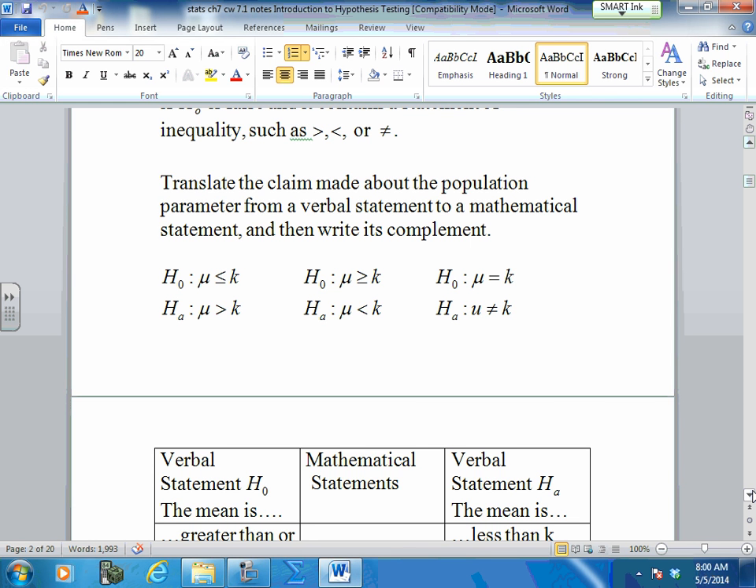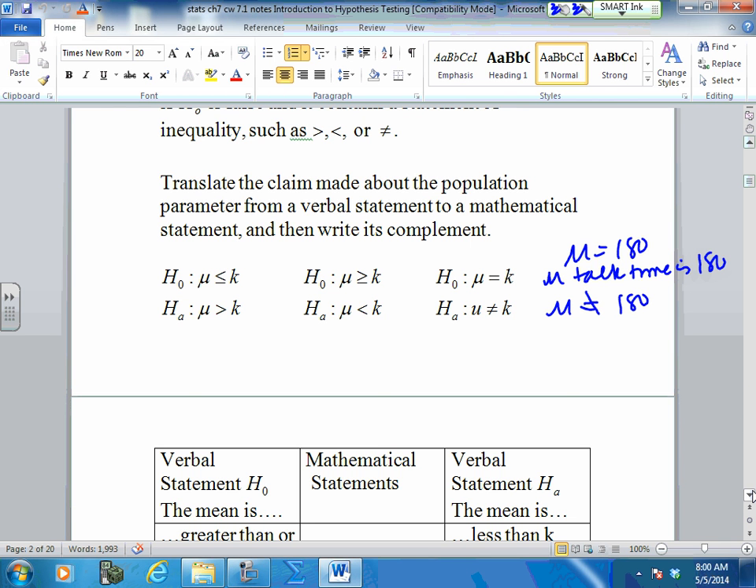To translate your claim about the population parameter, we translate it into a mathematical statement. The mean talk time is 180 minutes. We say mean equals 180. And then we write its complement. So, for instance, this is mean talk time is 180 minutes, mu is equal to 180. This is mu is not equal to 180.